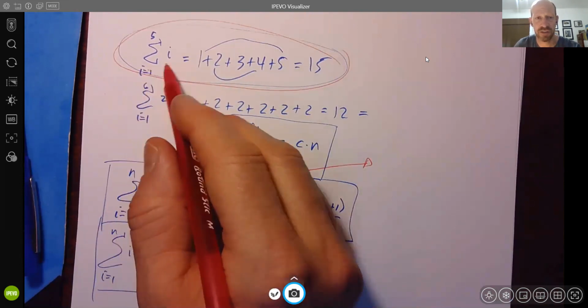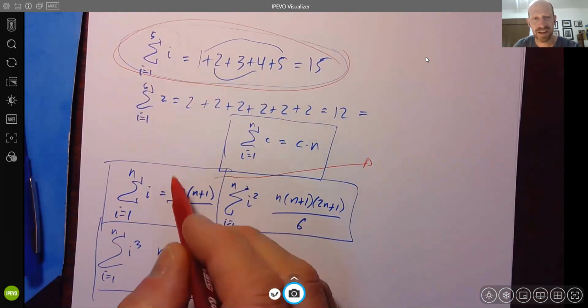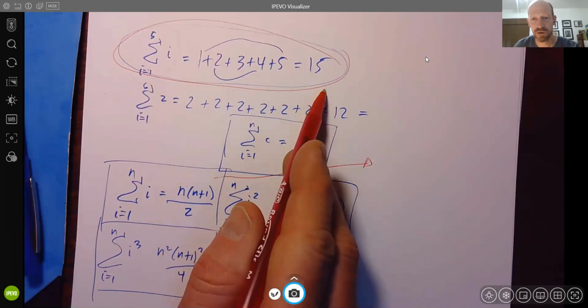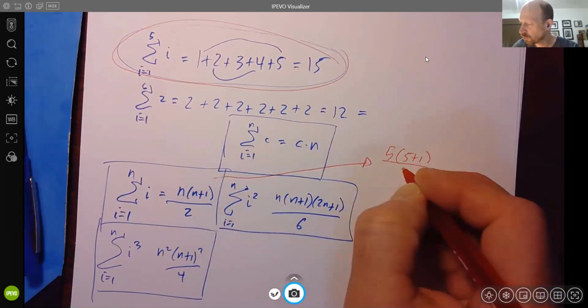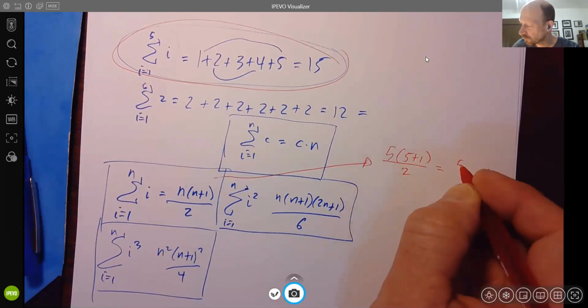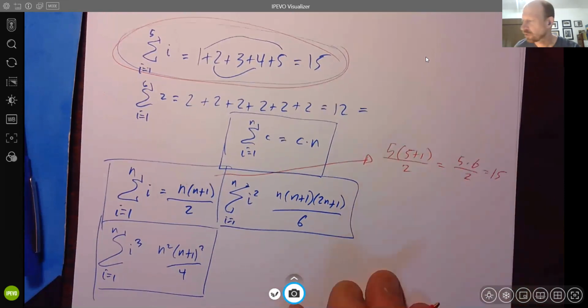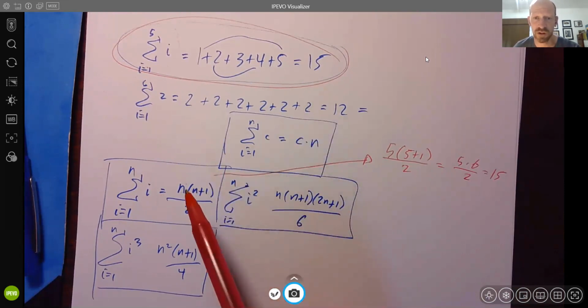So this is the same form as this. n is my upper bound, 5. So this formula says that if I were to do this by the formula, it'd be 5 times 5 plus 1 over 2, which is 5 times 6 over 2, which is indeed 15. So there you go. At least in this case, it worked. It turns out it works in all situations like that.